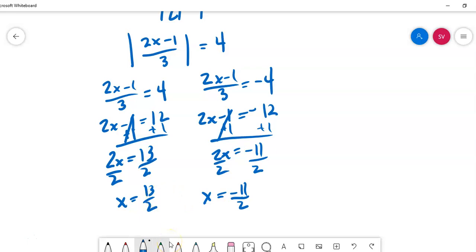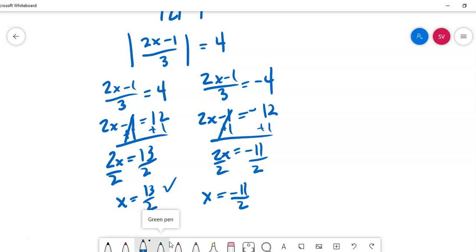I plug in 13 halves in here. The 2's will cross cancel. 13 minus 1 is 12. 12 over 3 is 4. Absolute value of 4 is 4. This is correct. Now minus 11 halves.